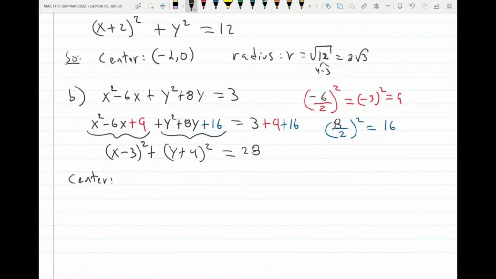We are ready to write down center and radius. What's the center? 3, -4. What's the radius? So square root of 28, which is 2 square root of 7. 28 is 4 times 7. Okay, good. Any questions?